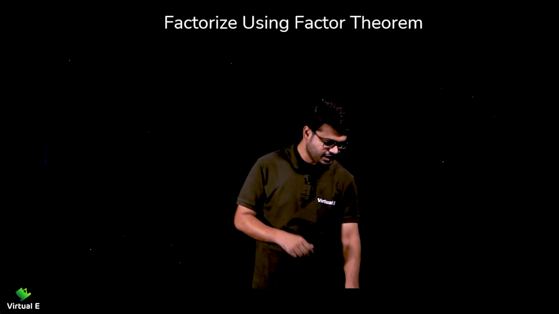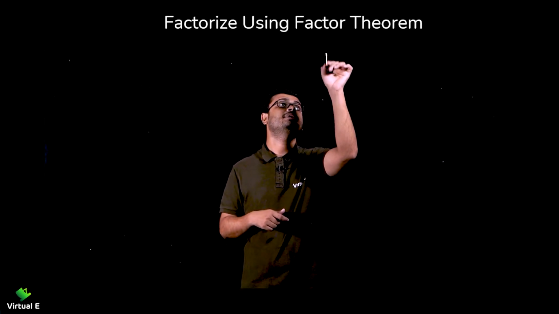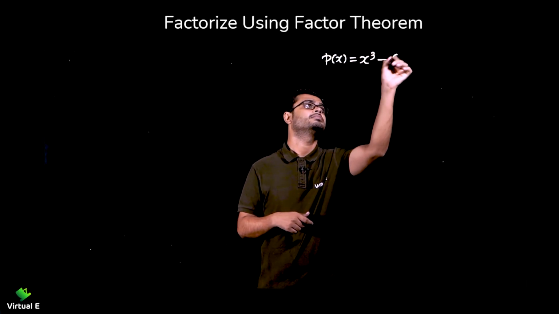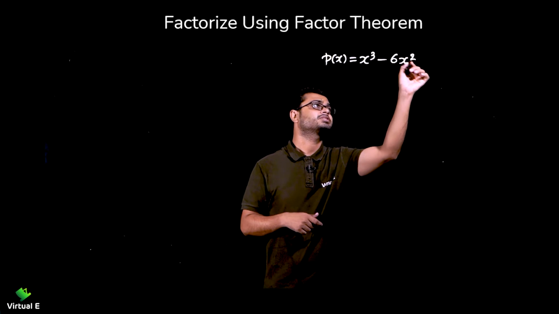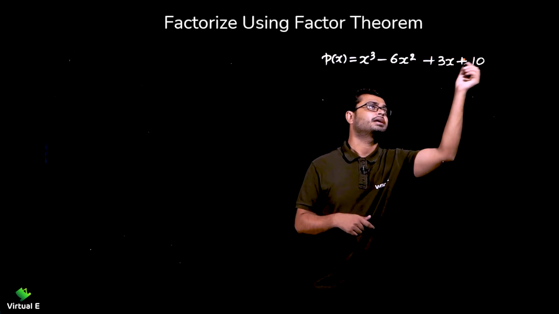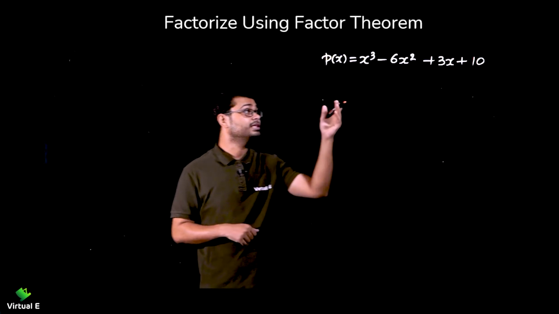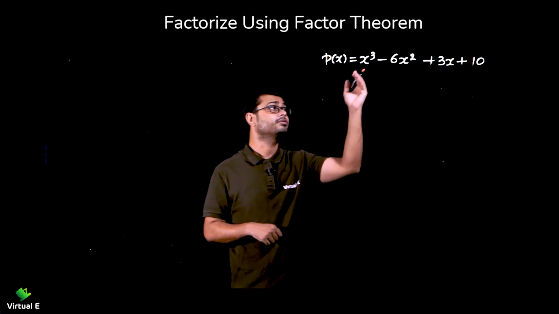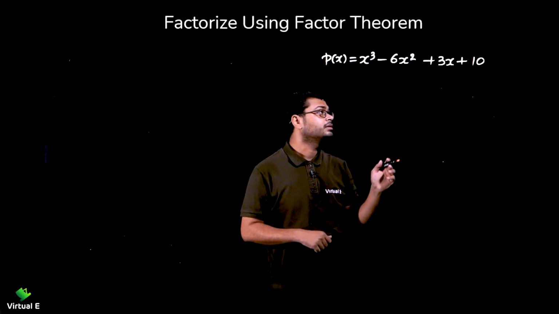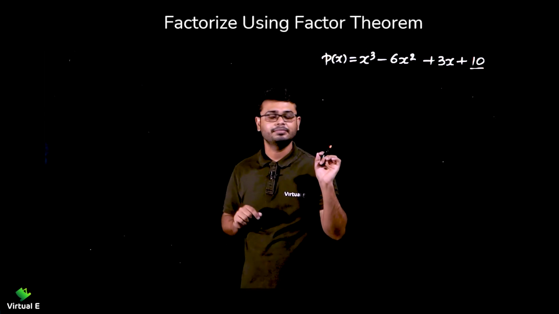So let's start with the question. Let's write the question. Let's take p(x) is equal to x cube minus 6x square plus 3x plus 10. This is our cubic polynomial. You can see that the highest power is 3. So again we are going to follow the same method, kind of, not exactly the same.